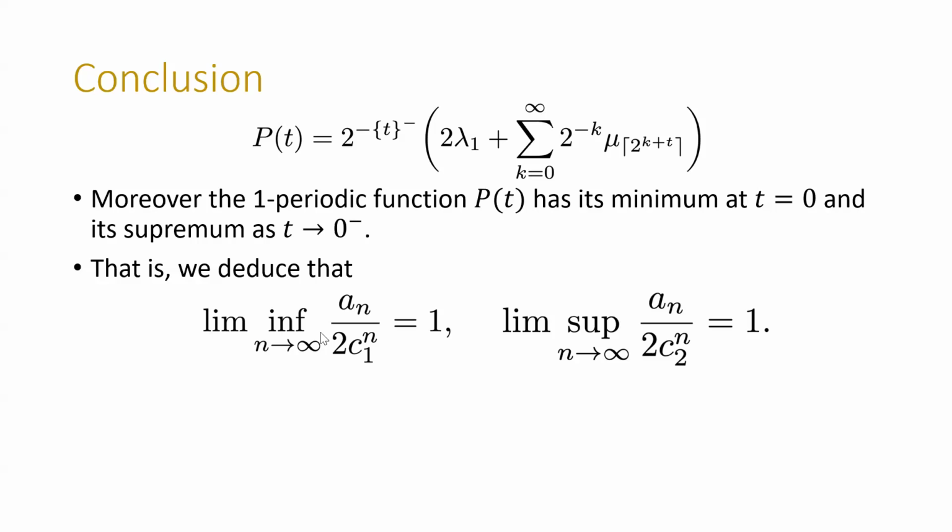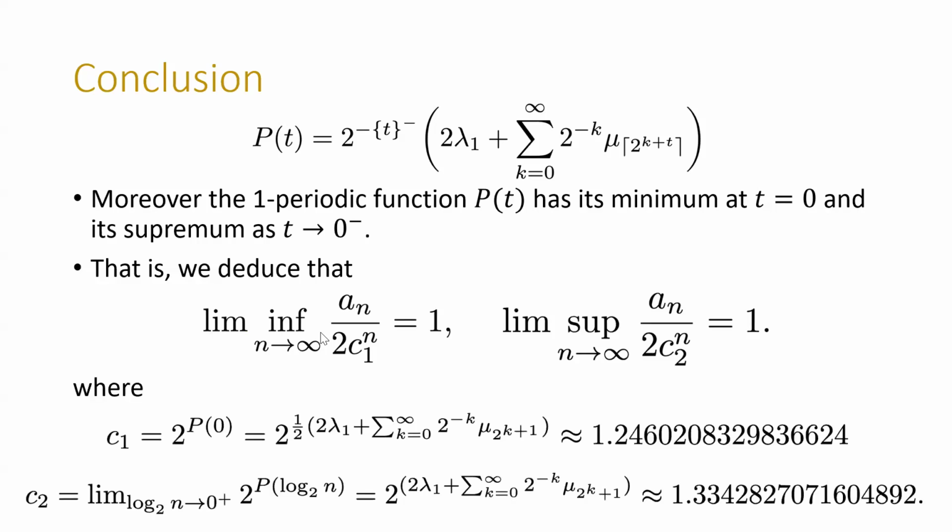we found the lim sup of this, where c1 is defined as 2 to the p of 0, like the minimum of 2^p(t), and c2 is the supremum as we approach it from the right. And if you want numerical constants, you get that the base of the exponent is somewhere between 1.246 and 1.334.